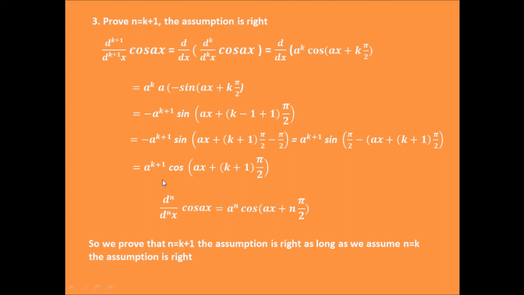However, this expression is exactly the same as what we get in the assumption when n equals k plus 1. So we prove that when n equals k plus 1, this assumption is right, as long as we assume that when n equals k, the assumption is right. So, based on the last 3 steps, we have verified that the nth order derivative formula of cosine ax equals a to the power of n times cosine of (ax plus n pi divided by 2).